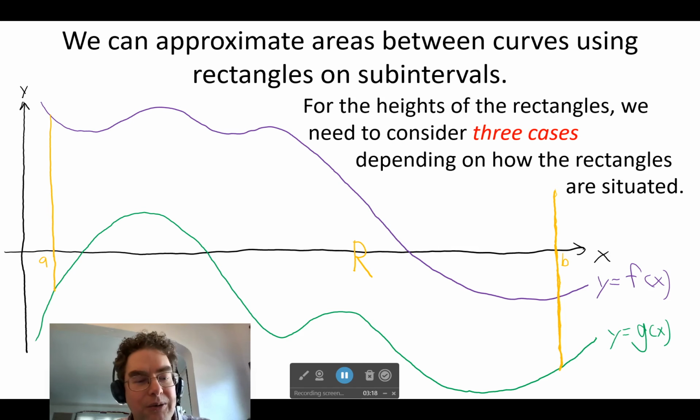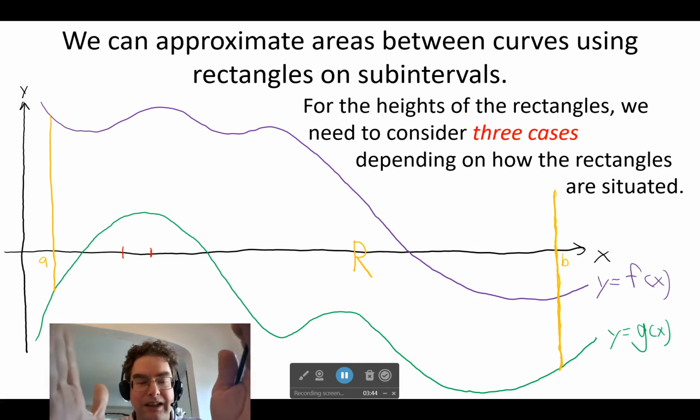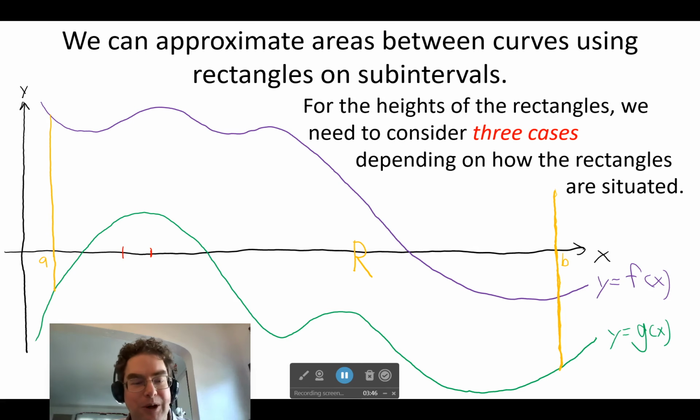So our first scenario will be when we're over here on an interval like this, where the graphs of both f and g are above the x-axis. You can see the graph of f in purple, the graph of g in green, and the region, hopefully, I'm not going to try to shade it in because that would make this even messier than it's going to be already, but the region here is bounded on the left and right by the yellow, and on top by the purple, and on the bottom by the green.